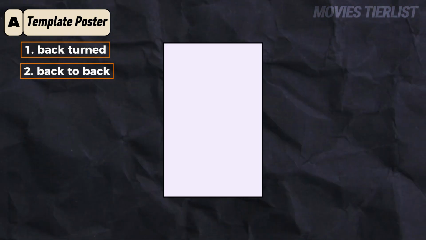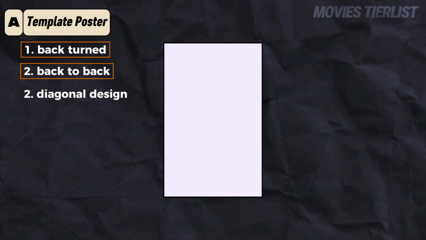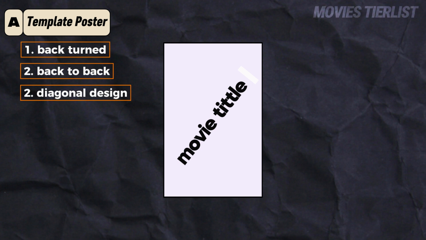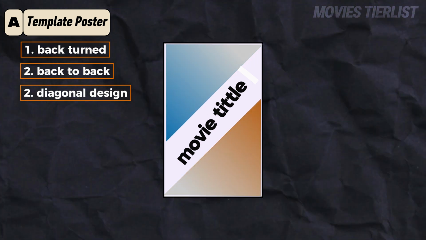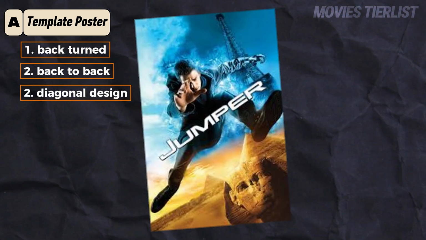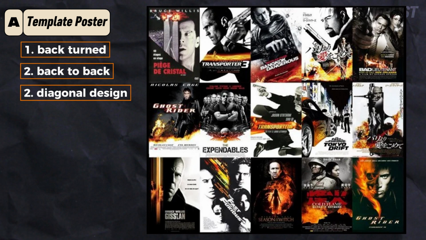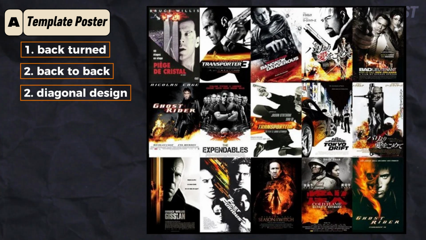And the third type in this category, most commonly used in action movies, is the diagonal text across the poster or slicing it in half, combined with the infamous blue and orange color palette that seems permanently tied to the genre. And yes, there are countless examples of this one too.